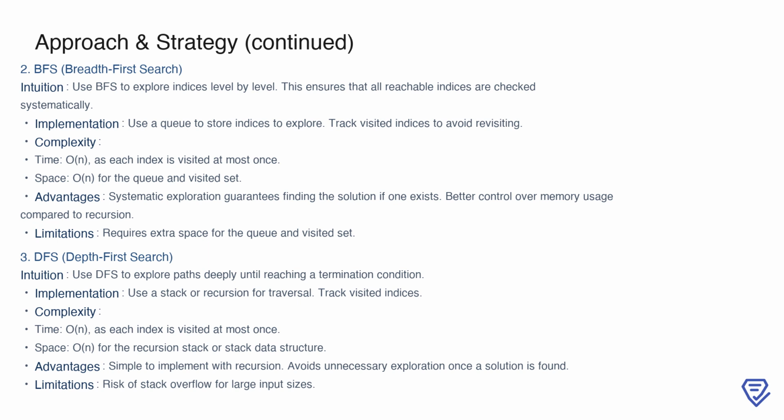Additionally, we can consider depth-first search, or DFS, as an alternative. In DFS, paths are explored deeply before backtracking. This can be implemented using either recursion or an explicit stack, and it also requires tracking visited indices. Like BFS, DFS has a time complexity of O(n), with space complexity of O(n), due to the recursion stack or stack data structure. DFS is simpler to implement but comes with the risk of stack overflow for large input sizes.